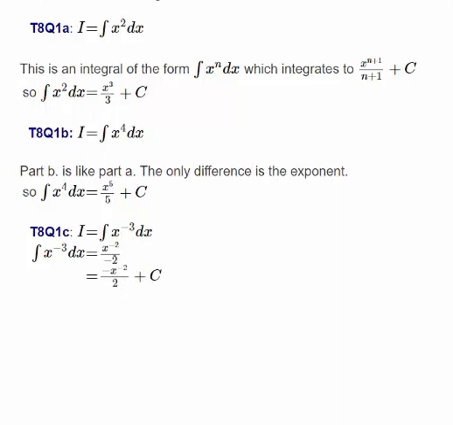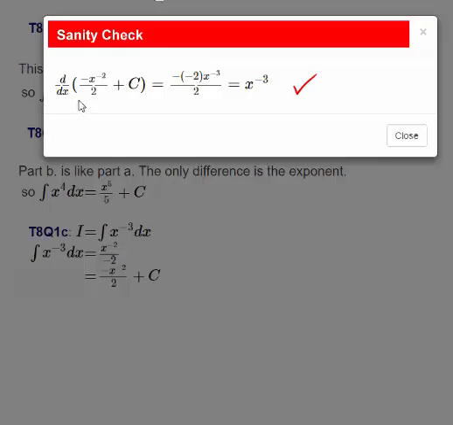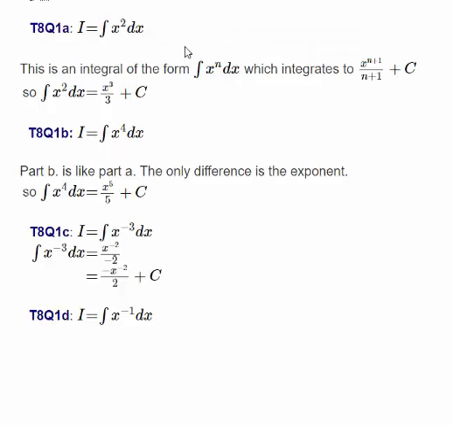As before, we'll differentiate this to make sure we get back to where we started from. So the differential of minus x to the minus 2 over 2 is going to be minus, we multiply by the power, so it's minus 2, and then we reduce the power, so that becomes minus 3. The minus signs cancel, the 2's will cancel, giving us x to the minus 3. So that's alright.